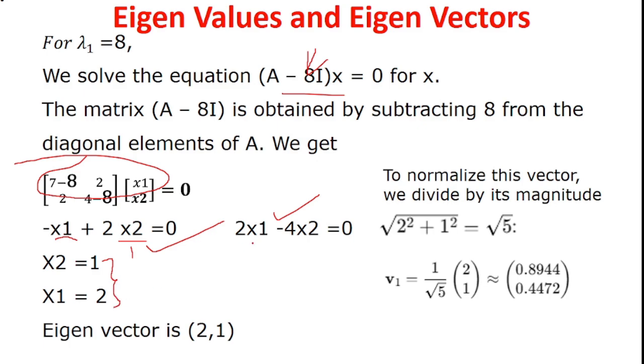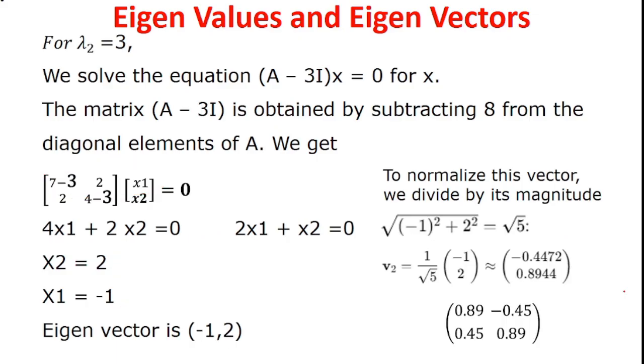In the same way, if you try the other equation, you will get the same answer. In order to normalize this eigenvector, let me take the square root of the sum of squares: square root of 2 square plus 1 square, which is equal to square root of 5. So the v1 vector is equal to 1 by square root of 5 into 2, 1. So the normalized eigenvector is 0.89 and 0.45 if you round off to 2 decimals.